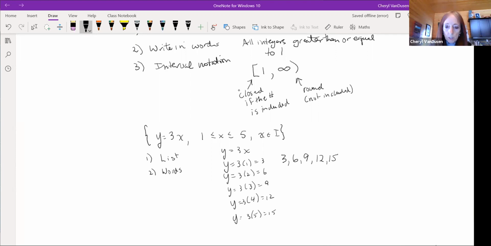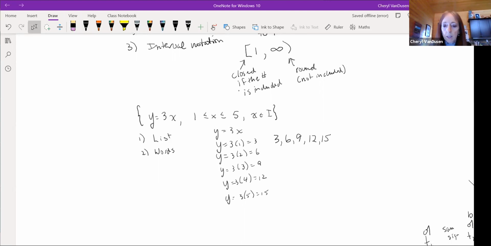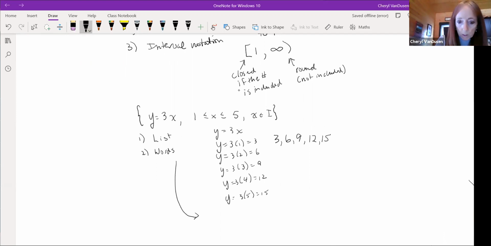In words, we want to be a little cagey about it. We could say the numbers 3, 6, 9, 12, 15. We're a little bit more sophisticated than that in this class. We would want to say the multiples of 3 from 3 to 15. That would be the words that they would want you to write. The multiples of 3 from 3 to 15. Okay, any questions?